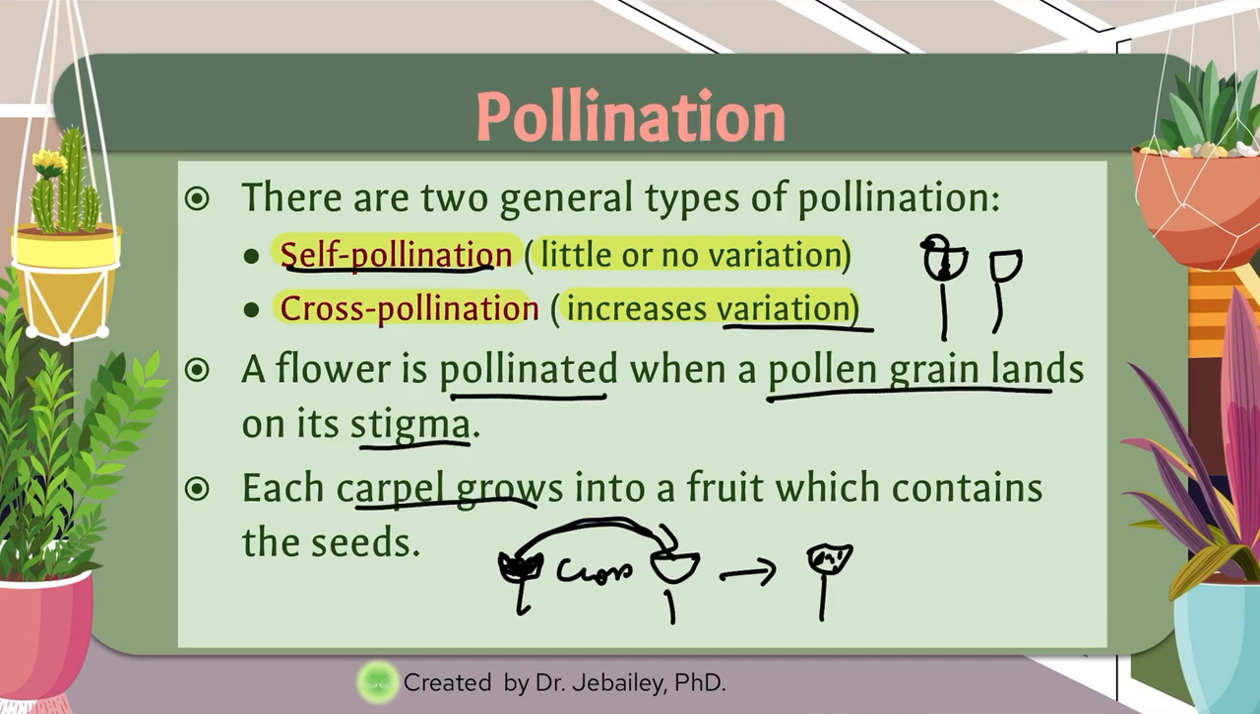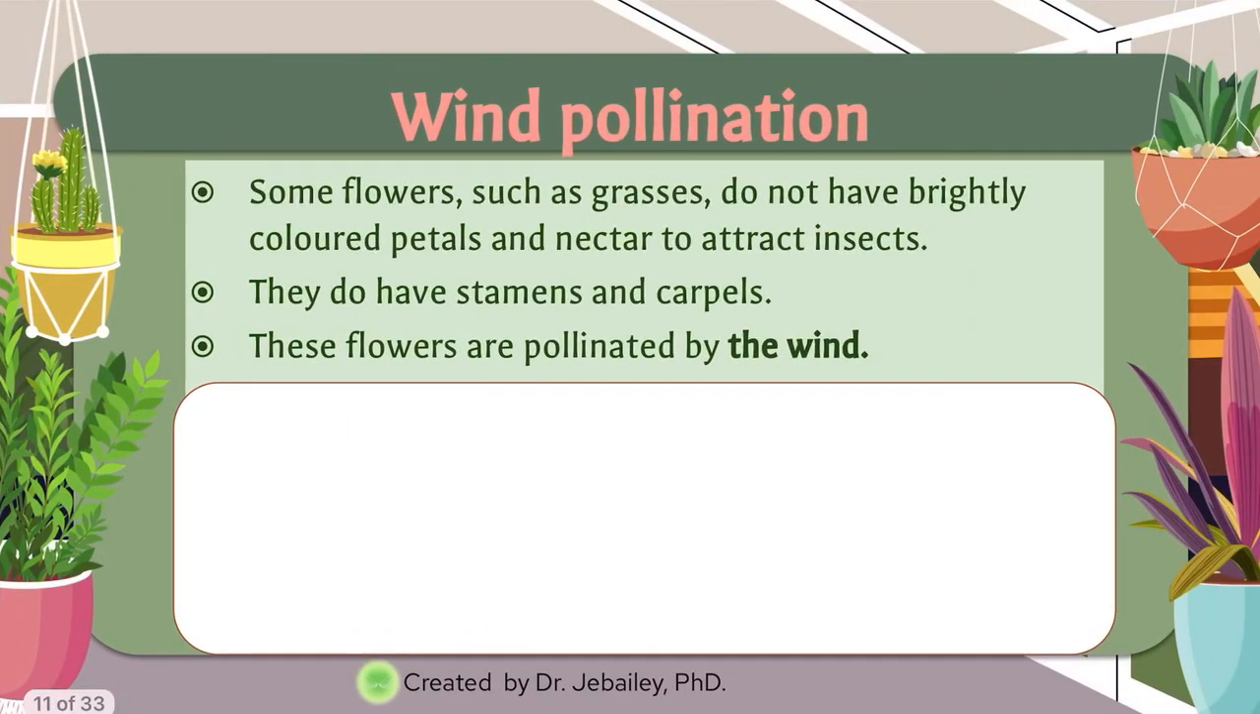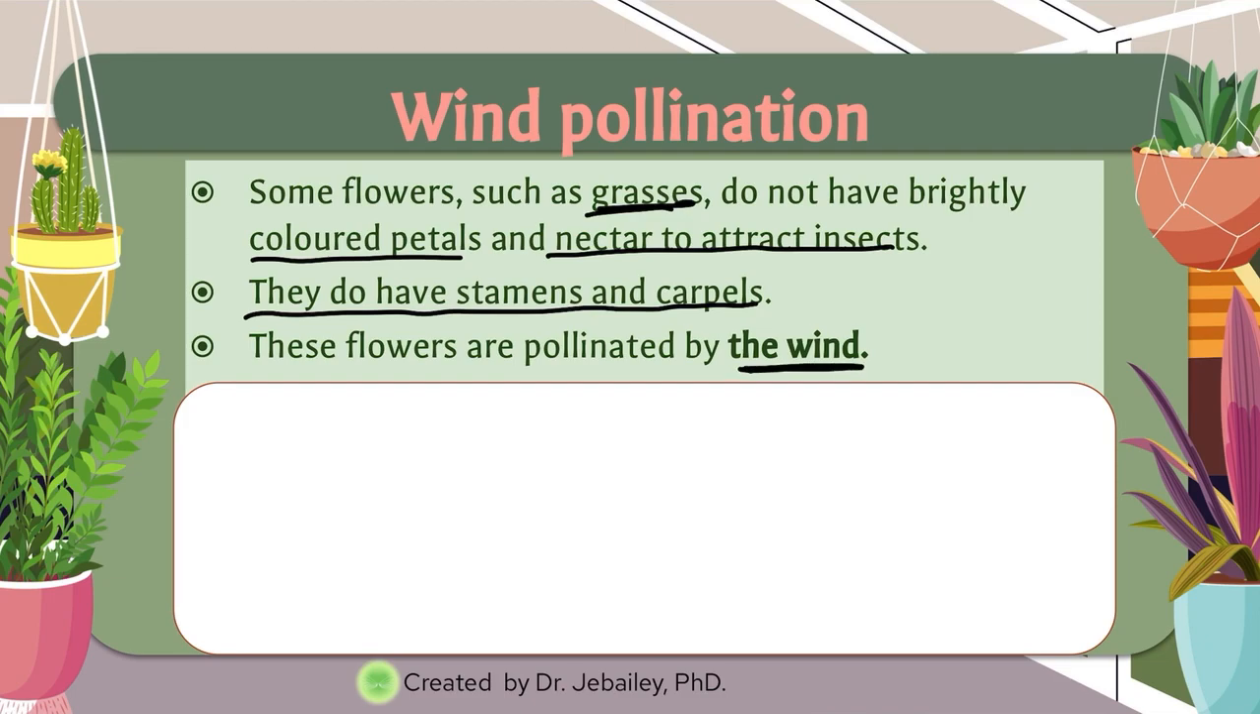And then, of course, the carpel will grow into fruits, which contain the seeds inside. So one example of pollination is the wind. For example, some plants like grasses do not have showy flowers, right? So they don't have the colorful petals and nectar to attract insects. But they do have stamens and carpels, right? They do have the female and the male reproductive system. So how could you pass on the pollen from the stamens to the carpel? They use the wind. So if they don't have the petals, they can actually have the wind helping them.